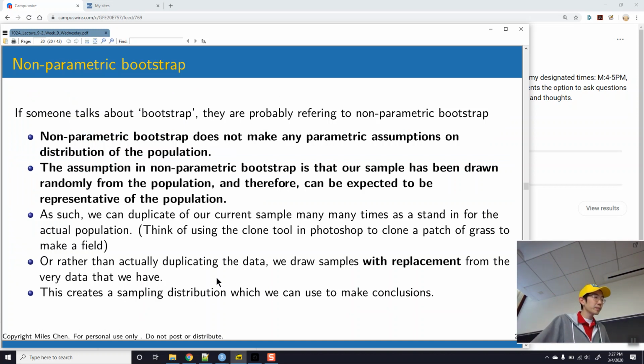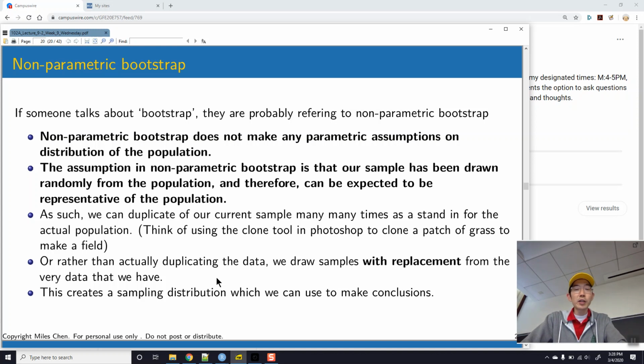So again, we're always making assumptions. We've always got to make some kind of assumption, all right? And so here we've got non-parametric bootstrap. And so if somebody talks about just bootstrap, they're almost always referring to non-parametric bootstrap. So bootstrap in general is non-parametric bootstrap, but I guess I'm making a distinction here, okay? So non-parametric bootstrap does not make any parametric assumptions about the distribution of the population, okay? We're making assumptions about the population, but we're not making parametric ones, okay?